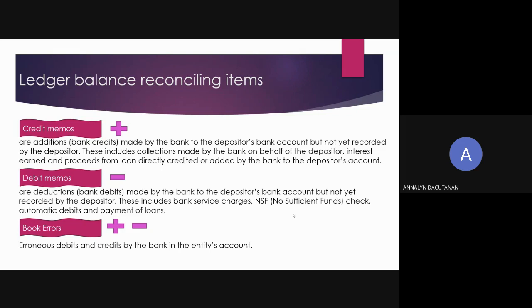Nakakalito dito, pero sige, lagyan natin ng numbers. Again ha, bank reconciling items, we have 3. Hindi nakakalito yon: deposit in transit, outstanding checks, tsaka bank errors. Okay? Bank yon, bank lahat. Ledger naman or book balance, we have credit memo, debit memo, and book errors. So, we actually have 3 methods sa bank reconciliation. First, let's start with the adjusted balance method.